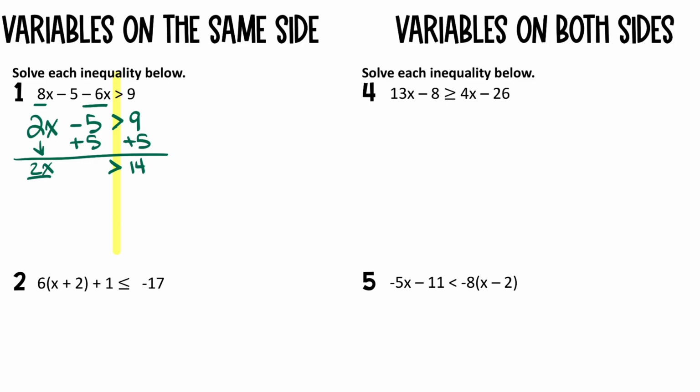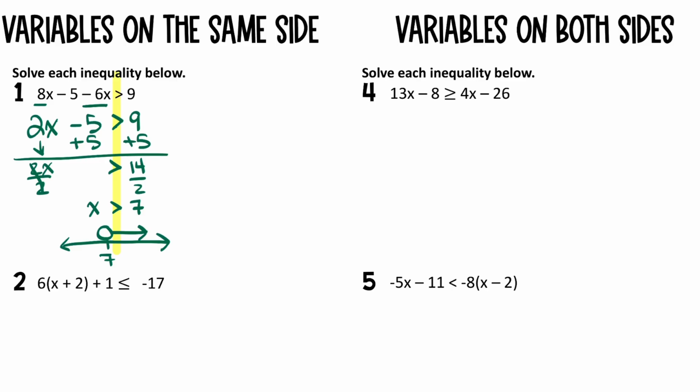The inverse operation of multiplying is dividing, so I'm going to divide both sides by the coefficient of 2. I get an x on the left, and 14 divided by 2 is 7. Since this is a strict inequality, it is a greater than, there is going to be an open circle at 7, and the arrow is pointing to the right.